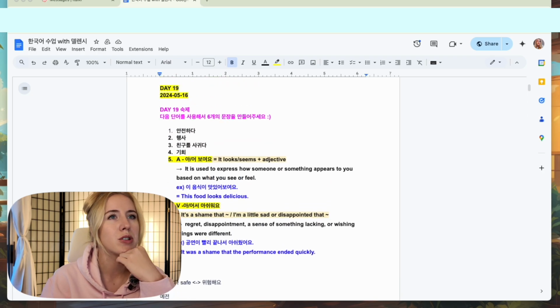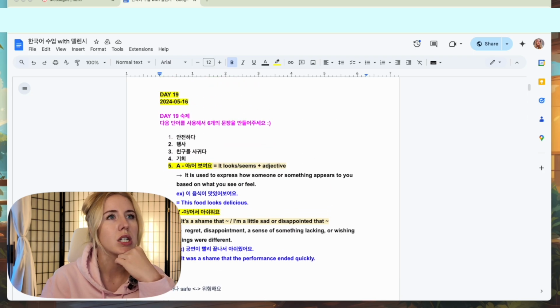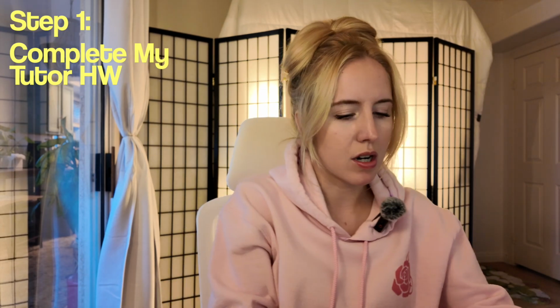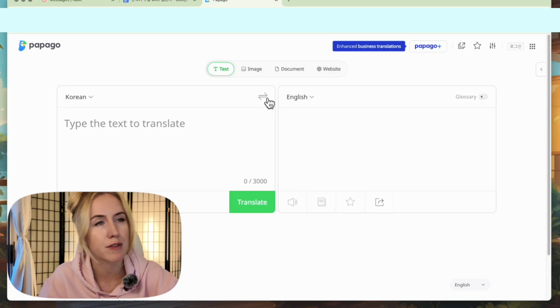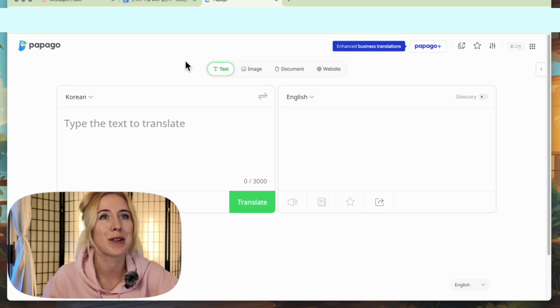I'm going to go up to the crux of my homework for the week, and I am going to pull up a nifty little tool called papago.naver.com. This is my go-to tool for translating Korean into English and vice versa. I don't use any other translator, so Papago is my bread and butter, and it's my everything.